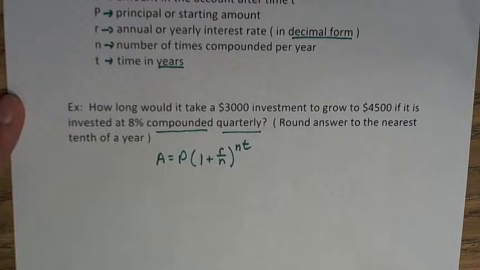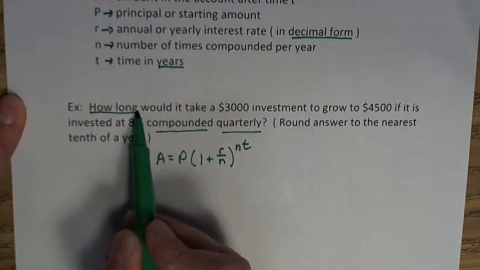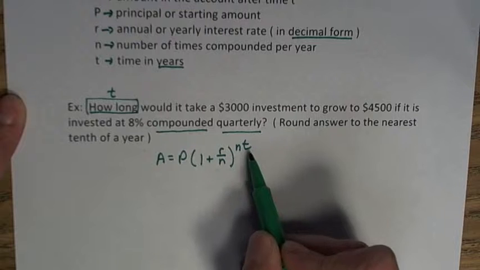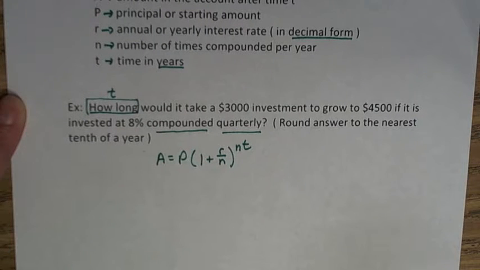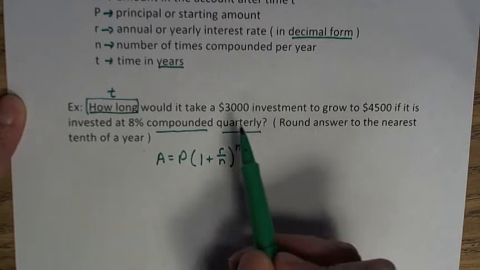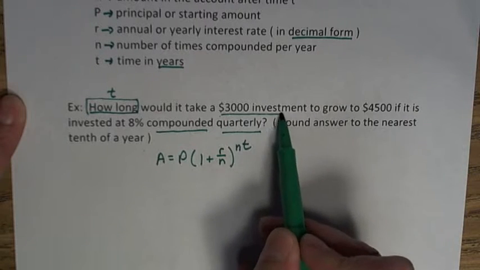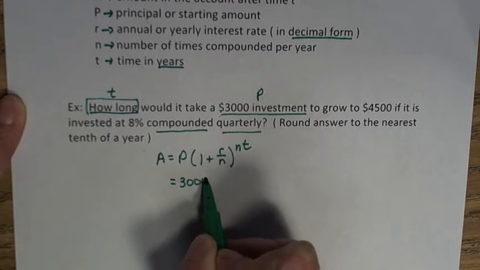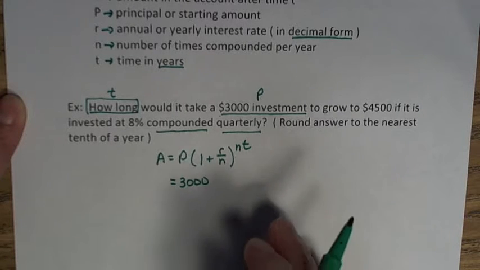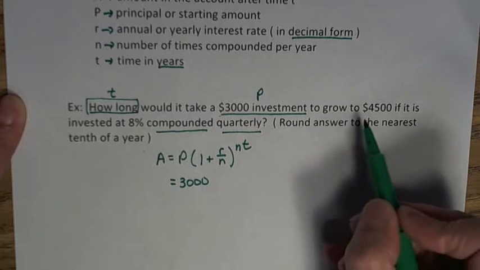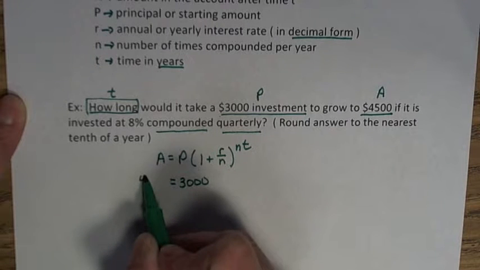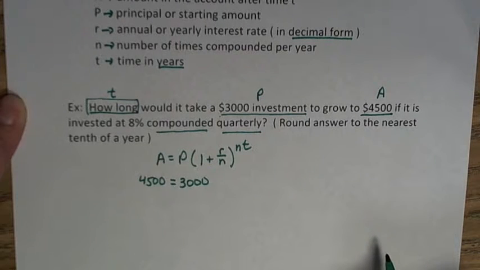Now I need to look at the information that I'm given and see where it goes. The question is, how long? So this basically tells me I'm going to be looking for t. So t is the one variable here that I'm not going to have anything go into. Now I have a $3,000 investment. Well, that represents my P, so I'm going to put 3,000 in for P. That's the money I'm putting into the account, my principal. And I want it to grow to 4,500. Well, that's my A. That's how much I want to have after a certain length of time.